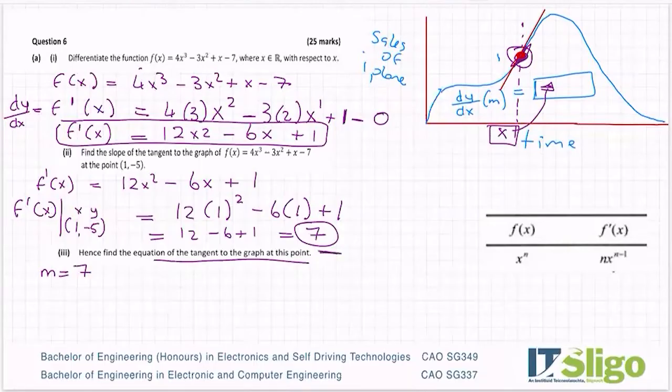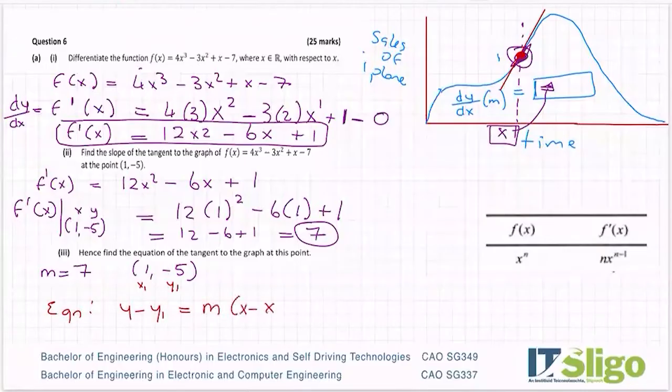So you can take your slope from above. The point in question is 1, minus 5. So that's your x1, y1. Okay, that's why they gave you the y coordinate. And then to get the equation of any line, y minus y1 is equal to m times x minus x1. Tangent is just a line. So sub in: y minus your y1, which is minus 5, is equal to slope times x minus 1.